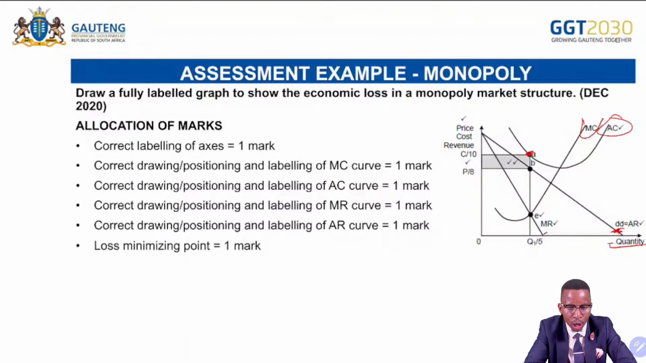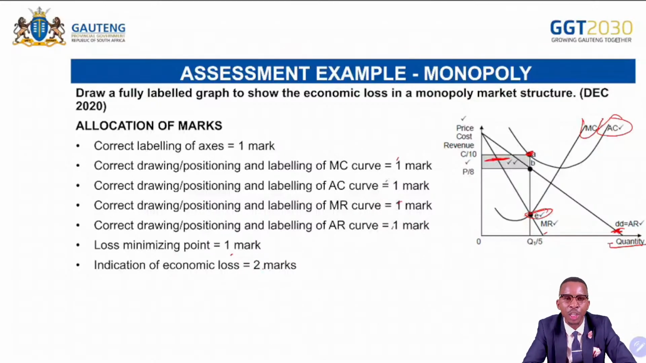And then the loss minimization point. There is point E, which is the loss minimization point. It's also 1 mark. Indication of economic loss is indicated by the shaded area. The shaded area indicates economic loss. It is worth 2 marks. So let's check it. It's 2, 3, 4, 5, 6, 7, 8.